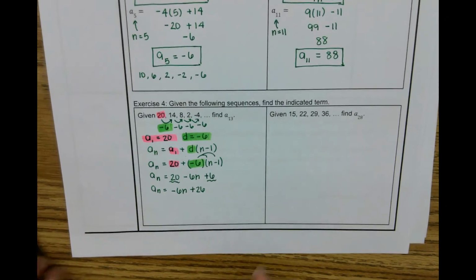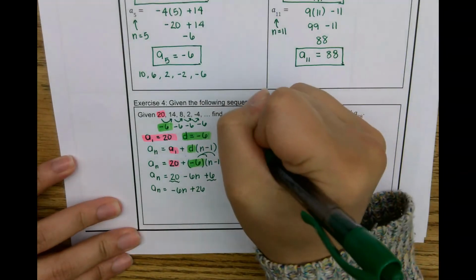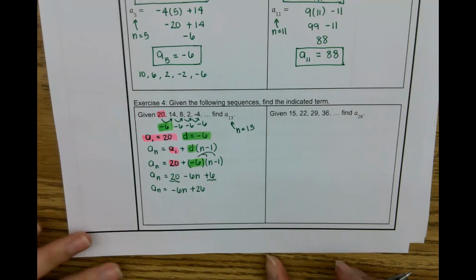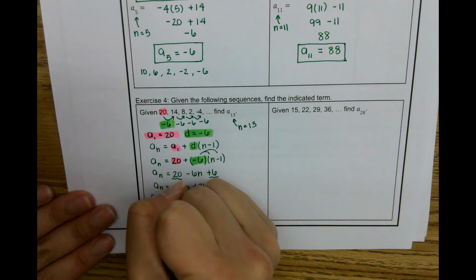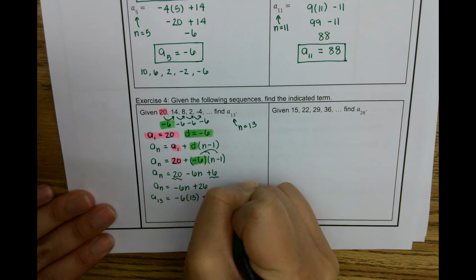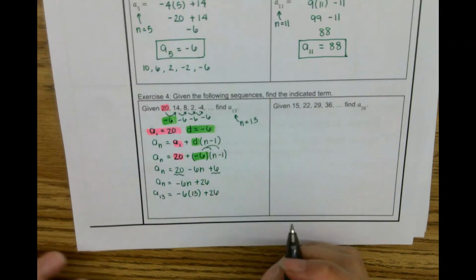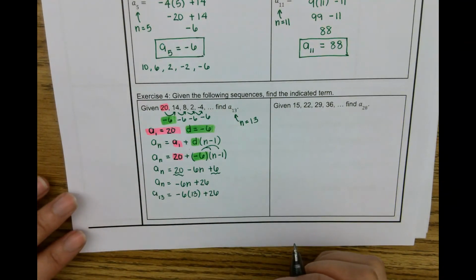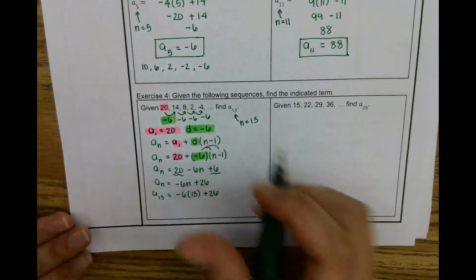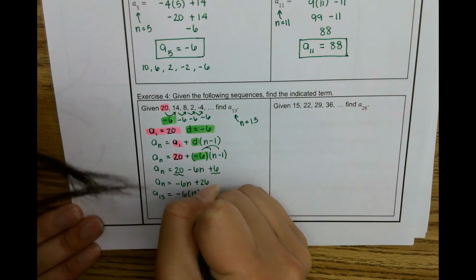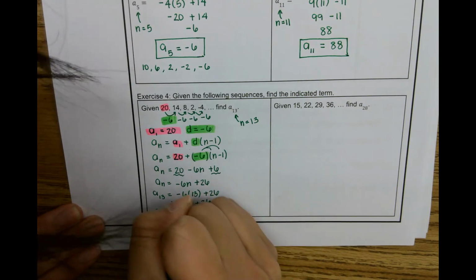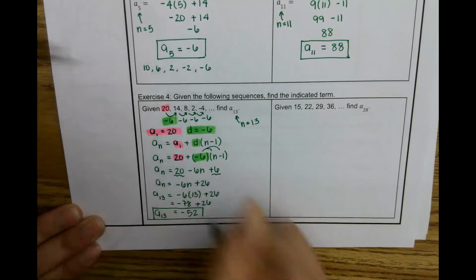Now I'm asked to find a sub 13. That means I want to know which one is 13th in line. To find that, all I need to do is plug in 13 for n and solve. Negative 6 times 13 is negative 78. Negative 78 plus 26 is negative 52. So what this means is my 13th term is negative 52.